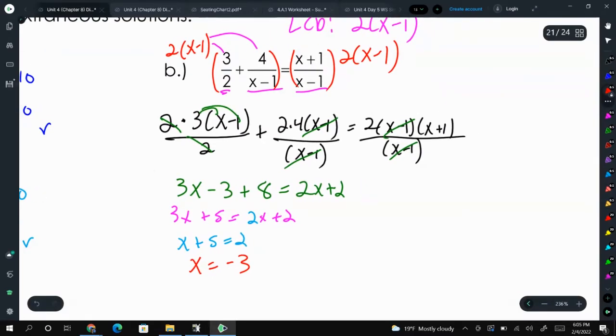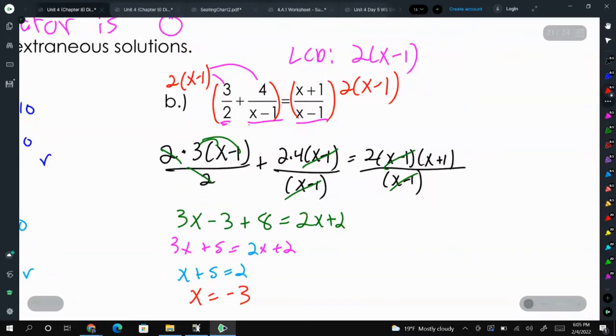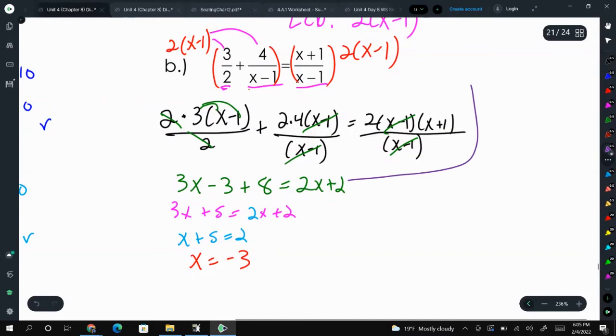And I have a feeling that this is going to work because I see my denominator, and the only thing that will make my denominators equal to 0 is positive 1. But we always want to check just in case. So I'm going to check over here where I have some room.